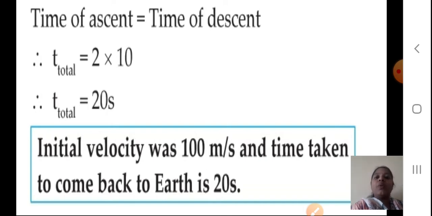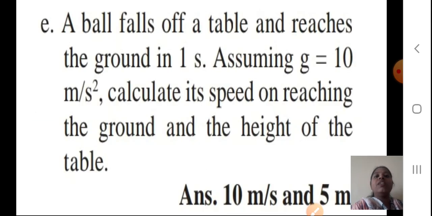Okay, we'll start with the next one. Now our next sum is E1. A ball falls off a table and reaches the ground in 1 second. So time is given. Assuming g is equal to 10 meter per second square, calculate its speed on reaching the ground and the height of the table. So we'll see how we are going to solve it.